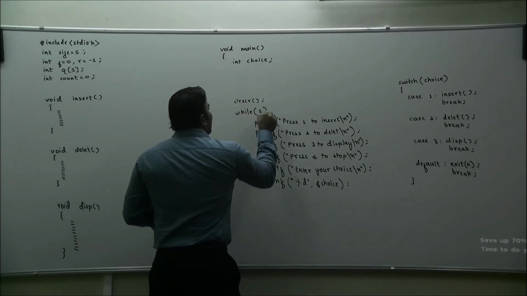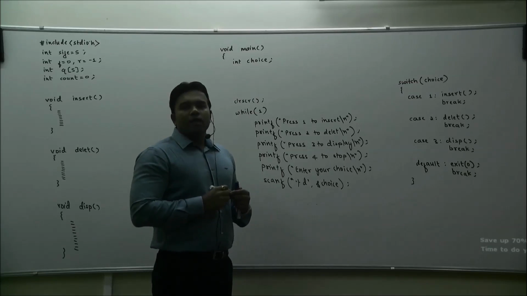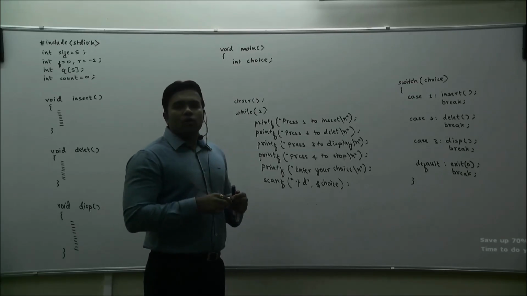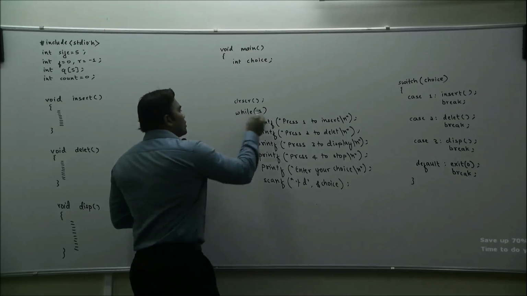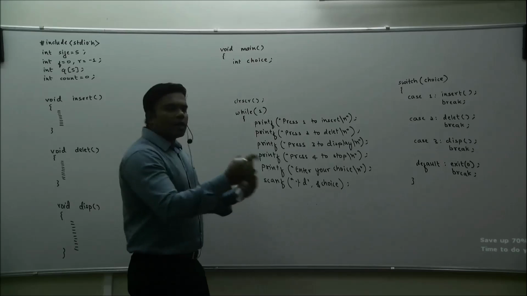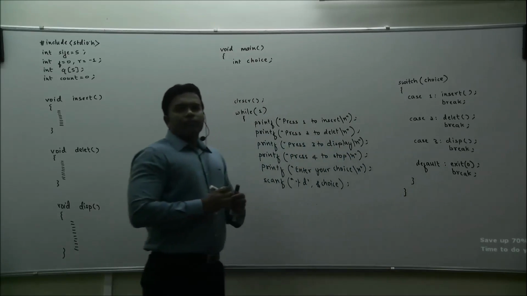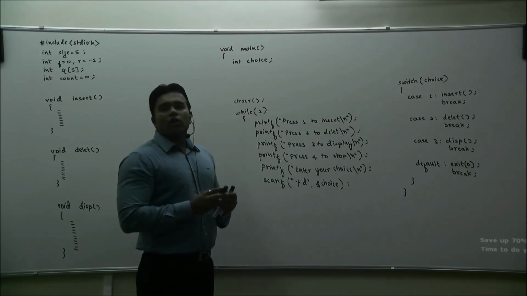1 in programming language stands for true. In C language, 1 means true. True means for this while loop, the condition is always true. So it keeps on looping. 0 is treated as false.